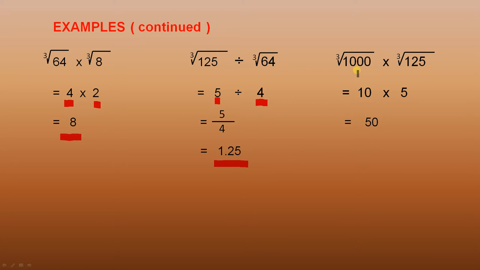The cube root of 1000 by the cube root of 125. The cube root of 1000 is 10. The cube root of 125 is 5. 10 times 5 is 50.